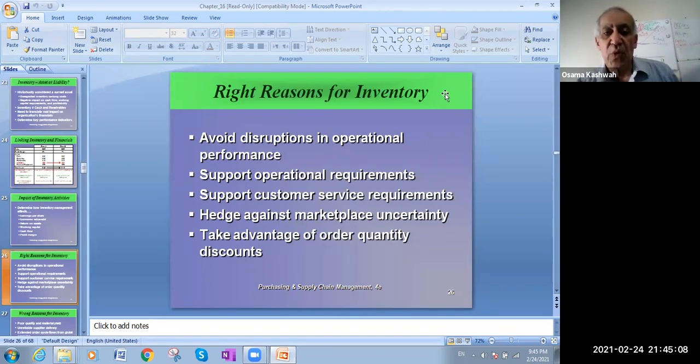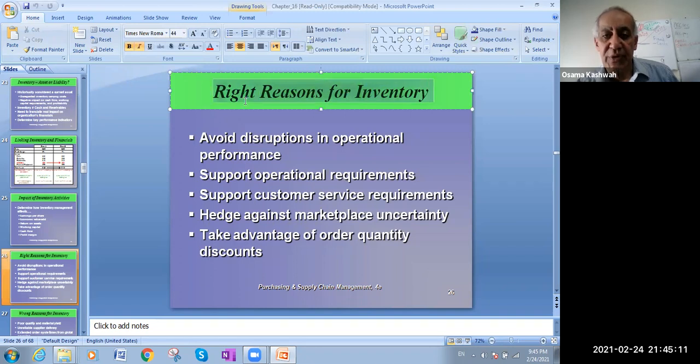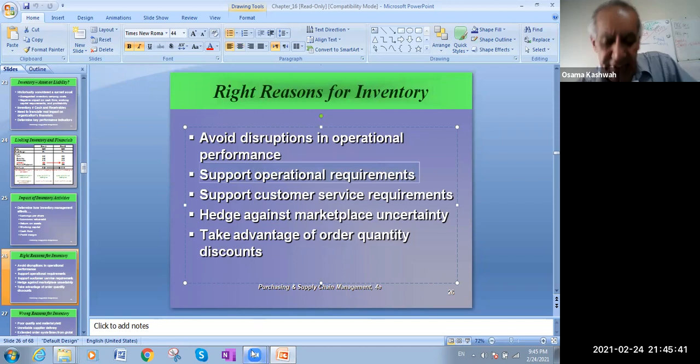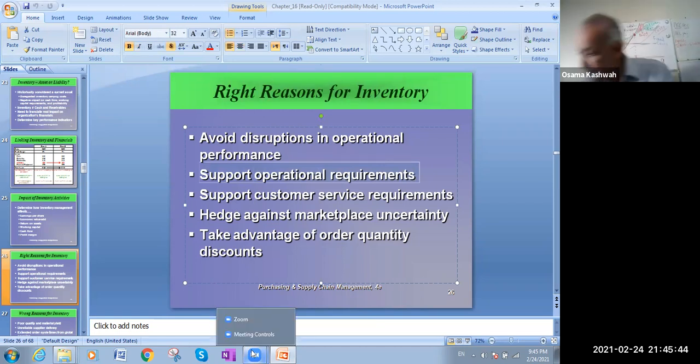Very important. Why do we store? Why do we have warehouses? Why do we keep inventory? To avoid disruption in operational performance. For example, when I need raw materials, I will find them. For that reason, I keep inventory. But how would it be if I need raw materials and I cannot find them? This will be so hard. Support operational requirements. This is another point.